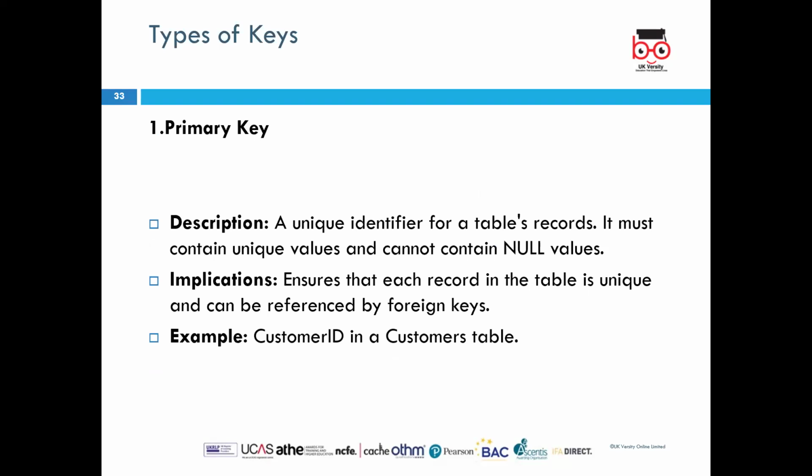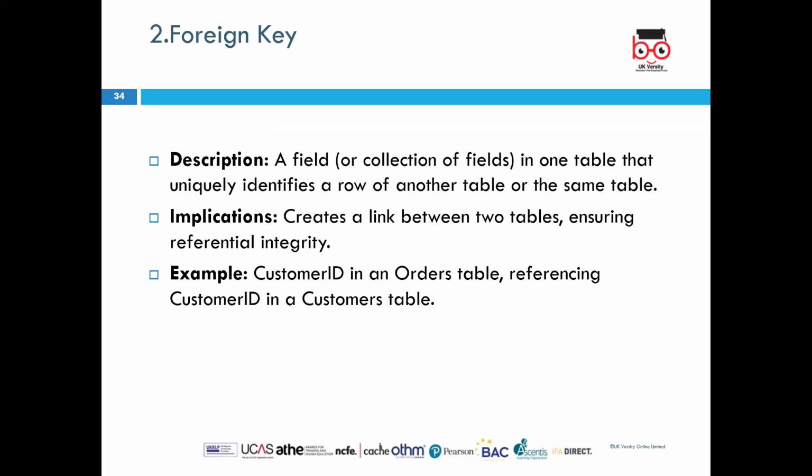Primary keys, again, we mentioned custom ID, for example, is our primary key. As the definition says, a unique identifier of our table record. This must contain a unique value and cannot contain a null value. So the implication is that this ensures that each record in the table is unique and can be referenced by foreign keys.